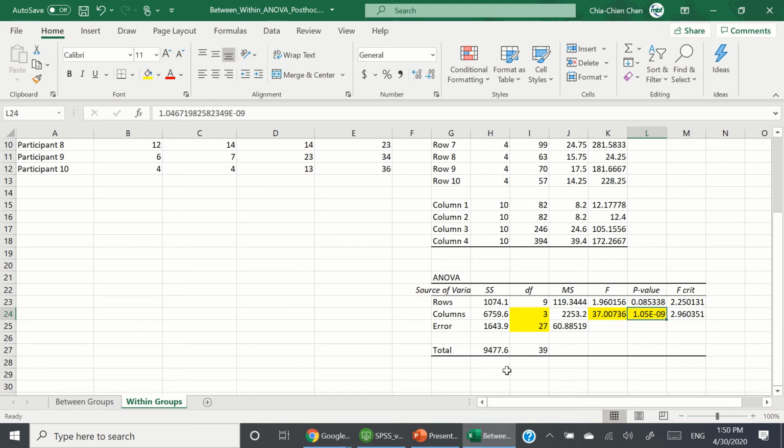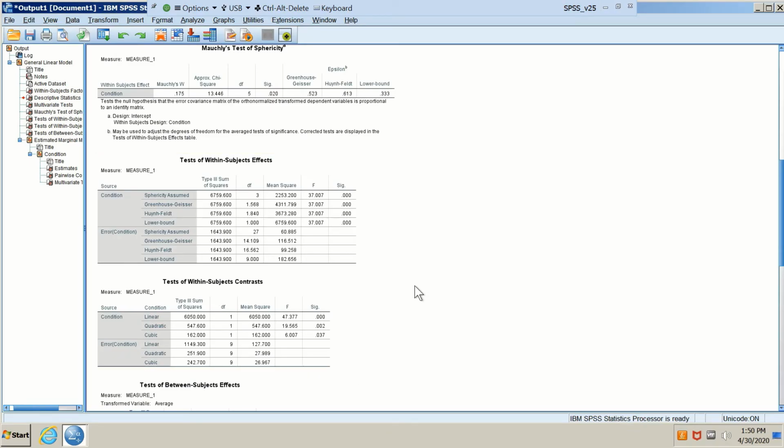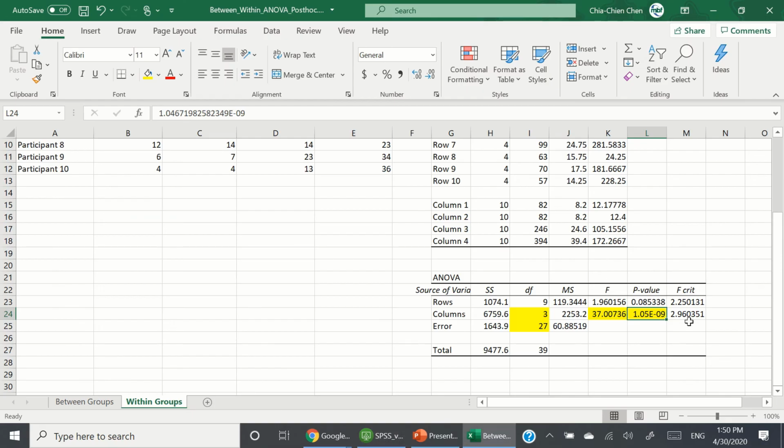Now, if you go back to the Excel, it corresponds exactly to these numbers. So 3, 27, 37, and very highly significant, right? And then let's go back to see if that's also the case. 3, 27, 37, highly significant. Okay, so these are the results that you need to look for.